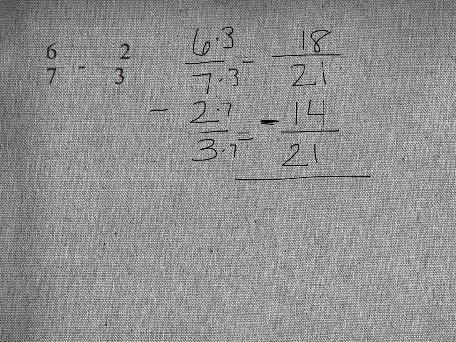This was a subtraction problem. So 18 minus 14 is 4, and the denominator is 21. How'd you do? Go back and look at any of these if they seem tricky.